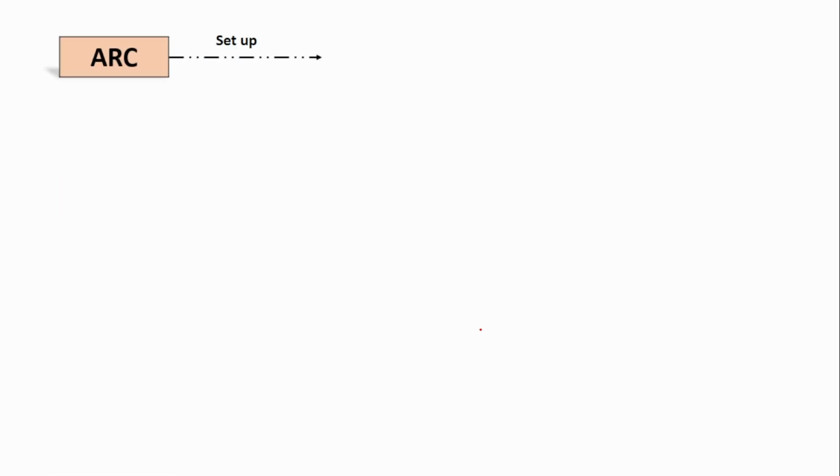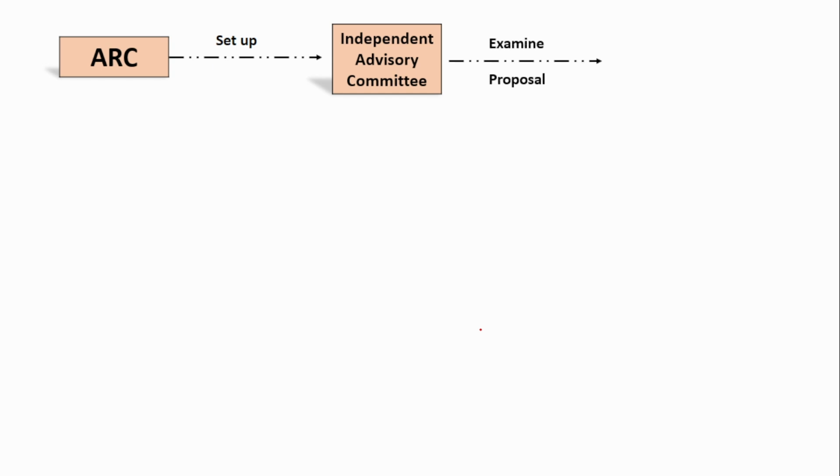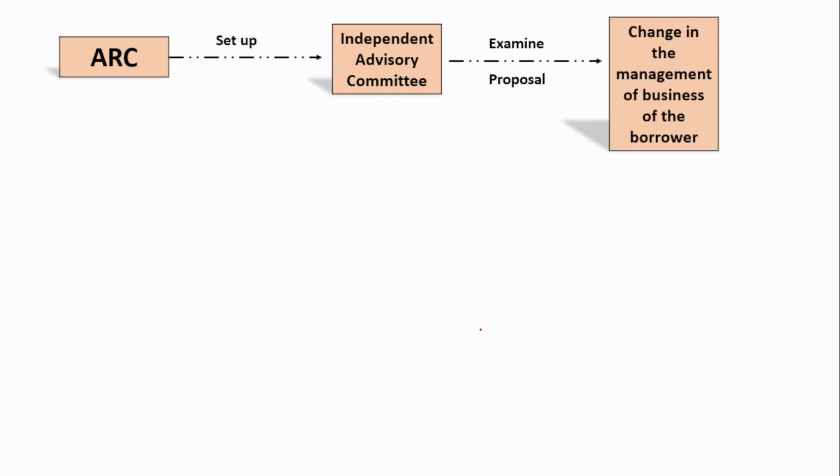Next, if you see the ARC, that is the Asset Reconstruction Company, they have to set up an independent advisory committee. So this independent advisory committee should examine the proposal, that is change in the management of the business of the borrower. Suppose we know that one of the methods to get back the money is to change the management of the business. That is, if you think that the business is getting a lot of flow of funds, in that case you can either take over the management or you can change the management.